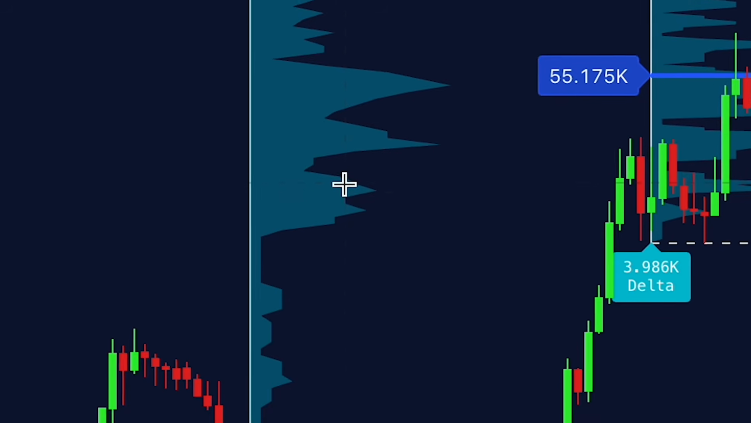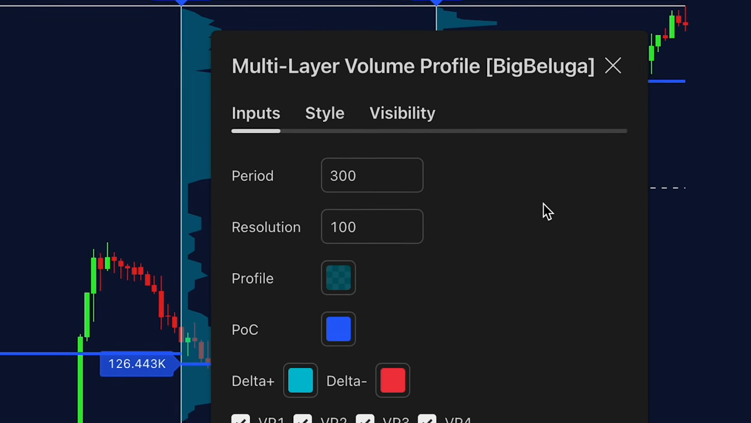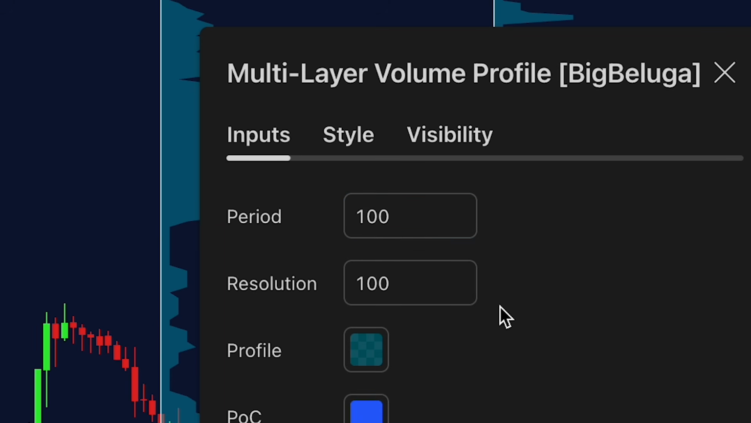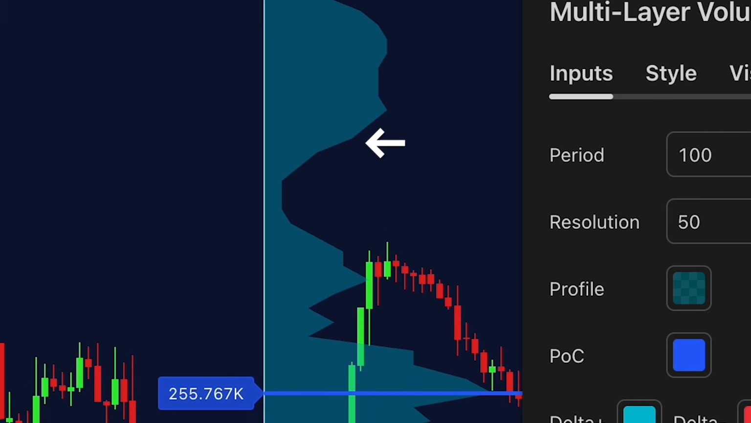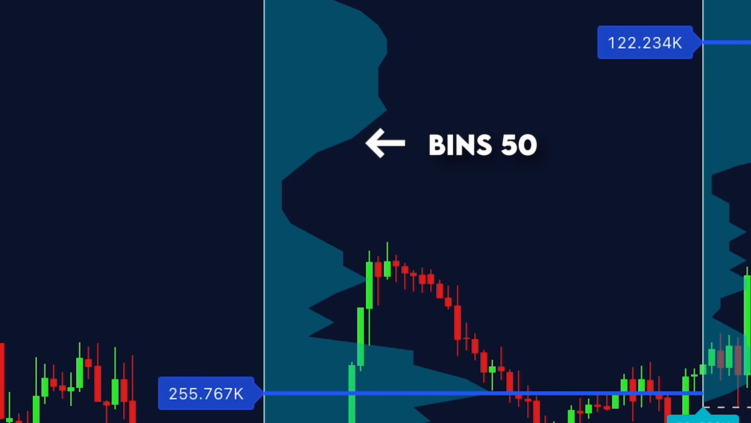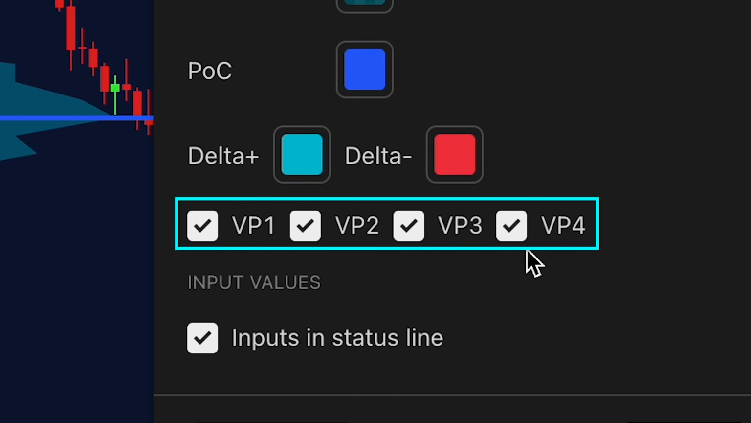Now let's get your settings right for maximum accuracy. Double-click on the indicator to access the settings panel. Set the length parameter, which controls how many bars each profile analyzes, to 100 for most timeframes. Next, set the number of bins to 50, as this controls the granularity of your volume analysis. More bins give you finer detail. Fewer bins provide smoother, broader volume perspectives. Then, enable all 4 profile layers to see the exact anchor points.